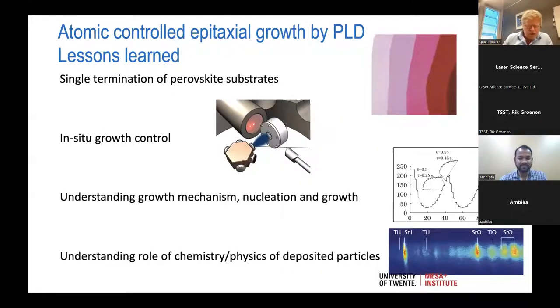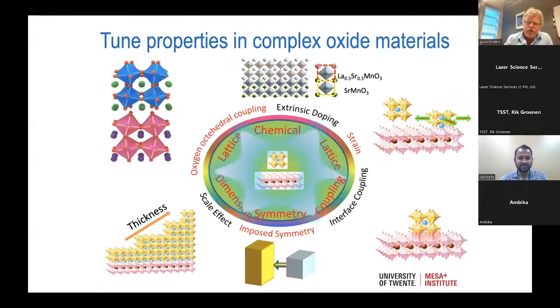So some of these pictures you have seen, I think in the last 20 years or so, the lesson learned is that we can control thin film growth at the atomic scale. You need very well controlled substrate surfaces. You need to have in-situ control. We have an understanding of the growth mechanisms, nucleation and growth. And we also understand the role of chemistry and physics of the deposited particles, as was mentioned by Rik as well. And with that, by growing thin films, we can tune properties of complex oxide materials.